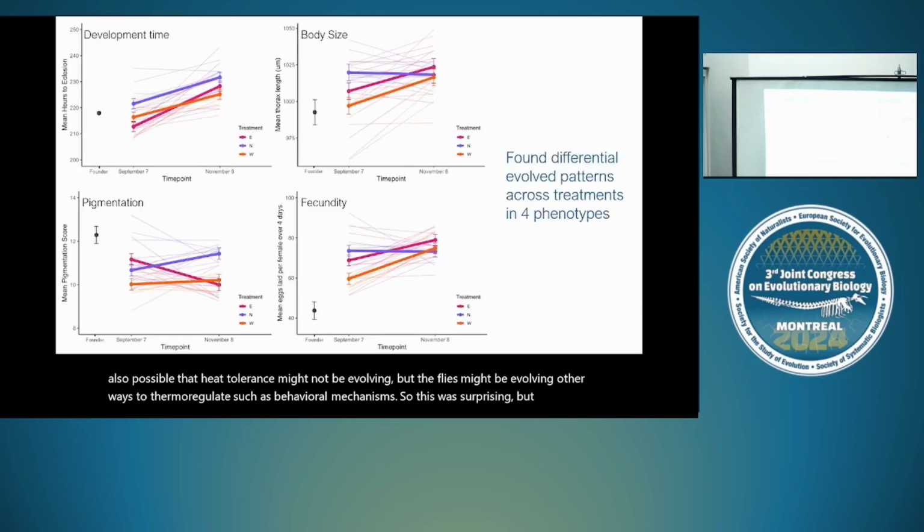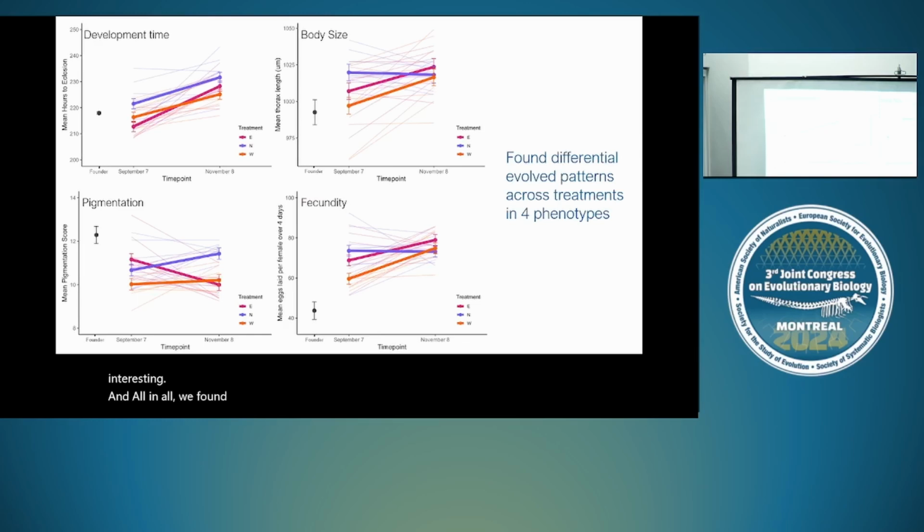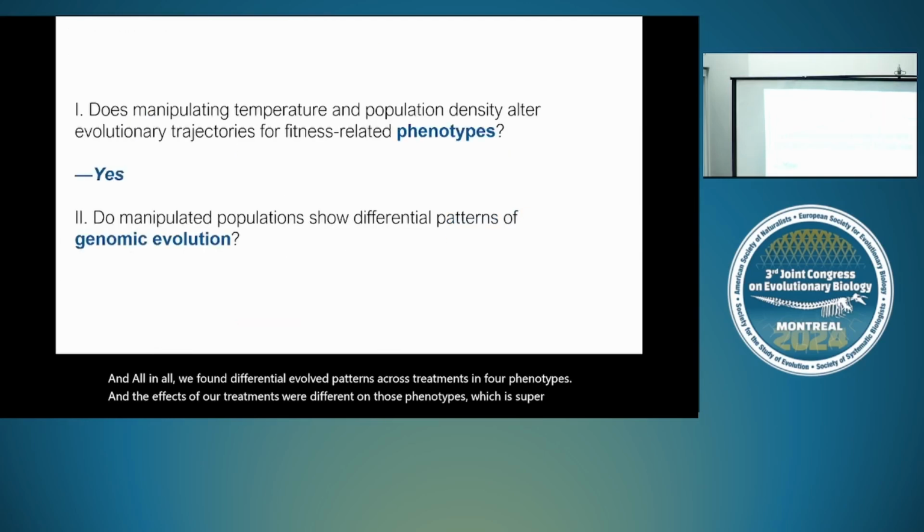And all in all, we found differential evolved patterns across treatments in 4 phenotypes, and the effects of our treatments were different on those phenotypes, which was super cool. And it answered this question. Yes, manipulating temperature and population density did alter evolutionary trajectories for fitness-related phenotypes. And we next asked, do manipulated populations show differential patterns of genomic evolution?